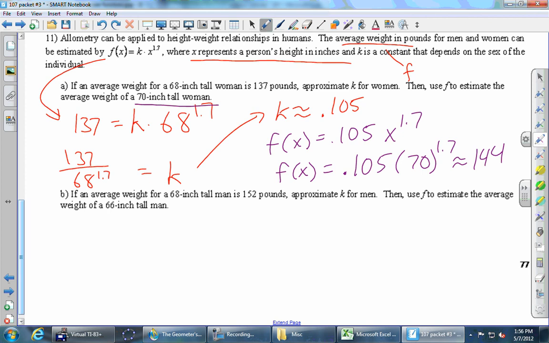So in theory, the average 70-inch tall woman will, on average, weigh 144 pounds. Doesn't mean that any particular 70-inch tall woman is going to be that weight. Like I said, there are a lot of factors that go into weight besides height.